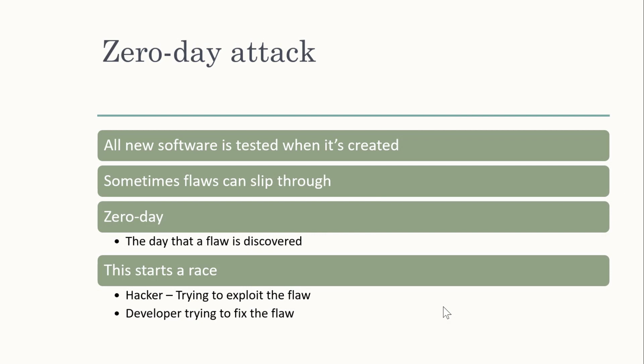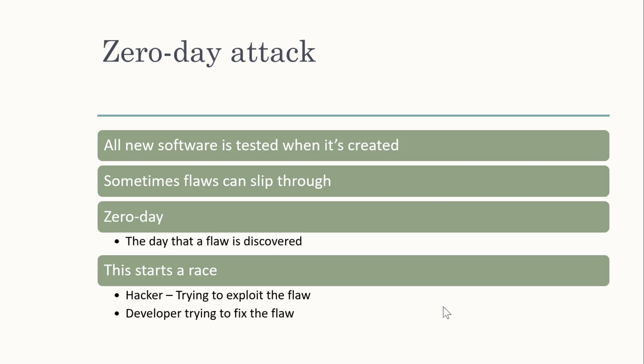Now a couple more here. We've got zero-day attacks. Now 0 day seems a bit weird, seems like a zombie movie, but whenever you create new software, it's tested really, really thoroughly, but sometimes there are flaws. Sometimes there are mistakes that developers make. And the 0 day is the day that it's made public or it's discovered that there is a flaw in the software. That is 0 day.